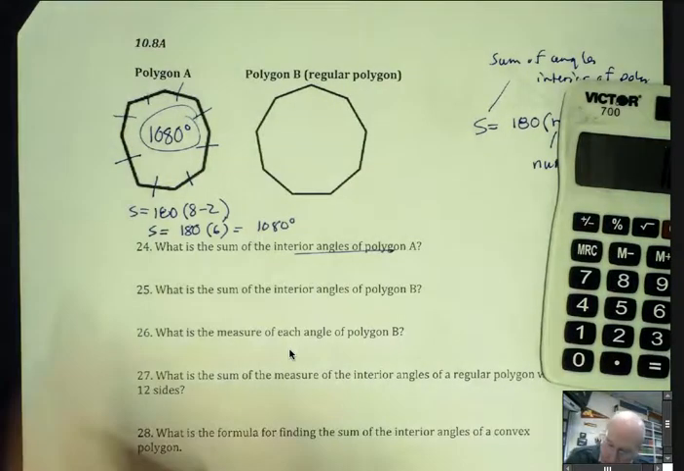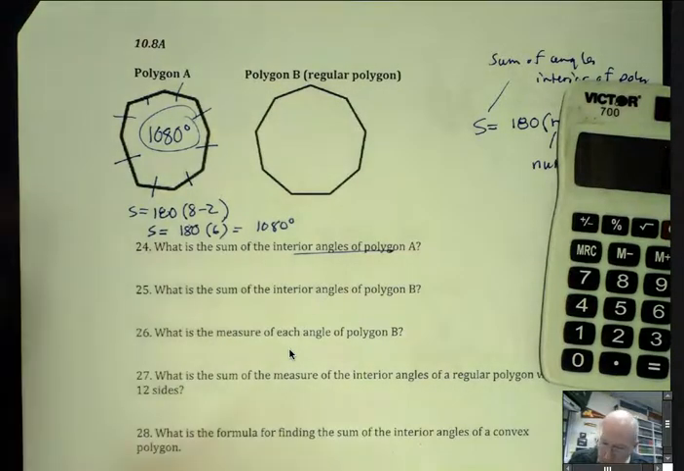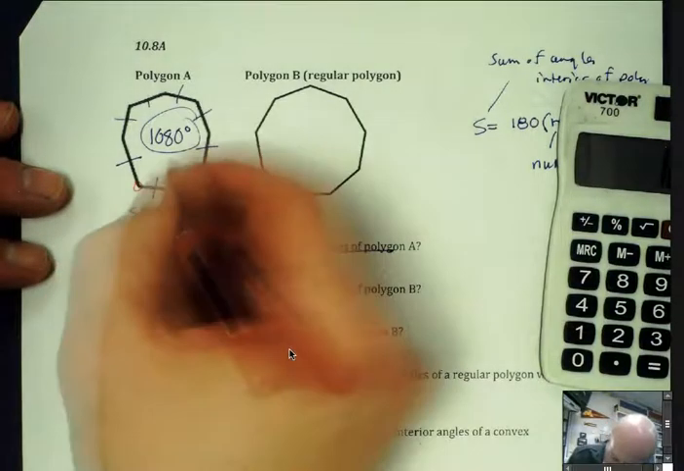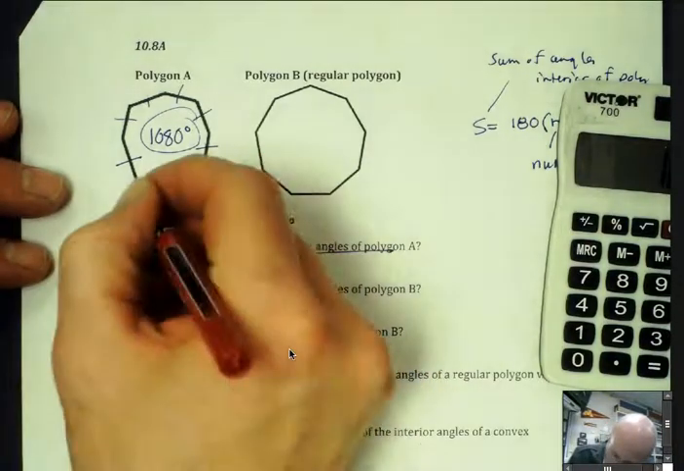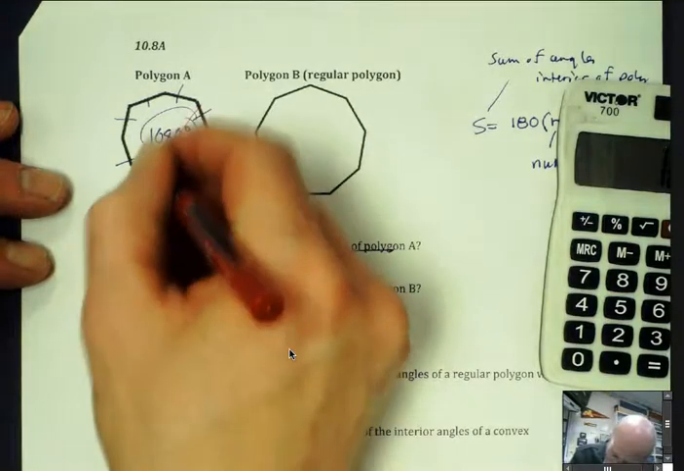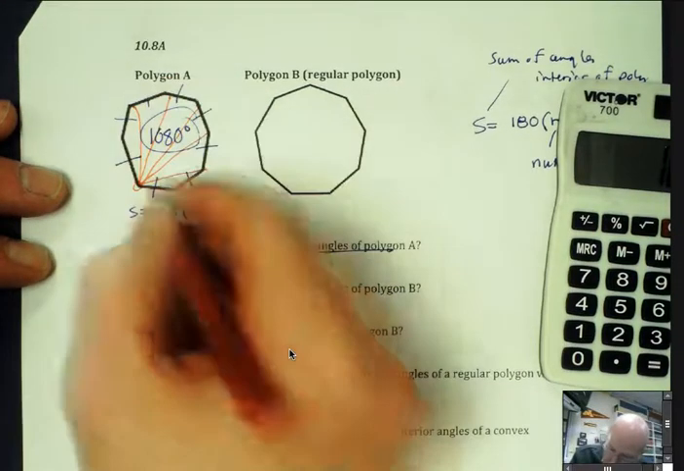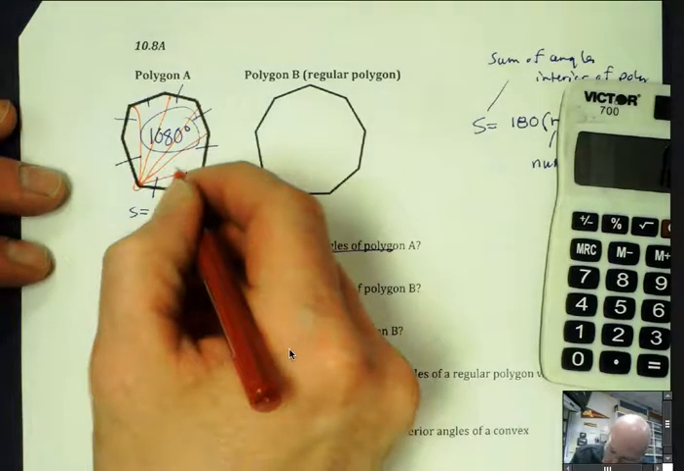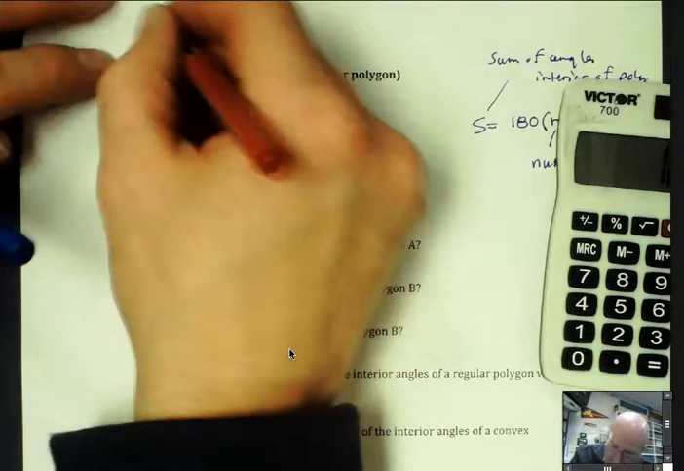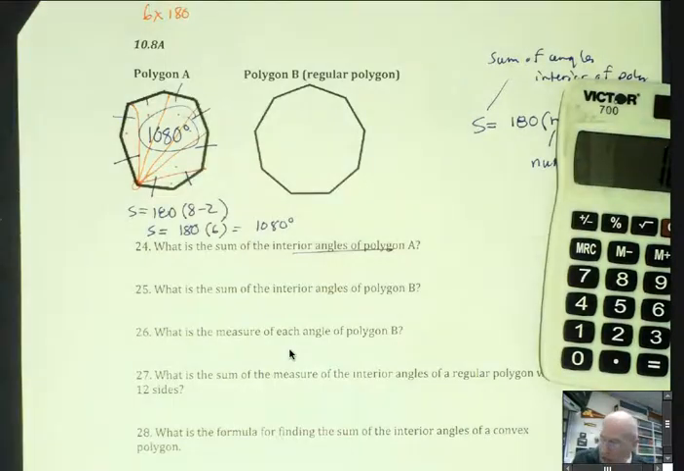All right, I could have broken that down into triangles too. Some of you like doing that. That way you just choose one vertex and see how many triangles you can make by connecting it to other vertexes. There's 1, 2, 3, 4, 5. Now if I count my triangles, 1, 2, 3, 4, 5, 6. It's still 6 times 180. Okay? Just to show you that connection.